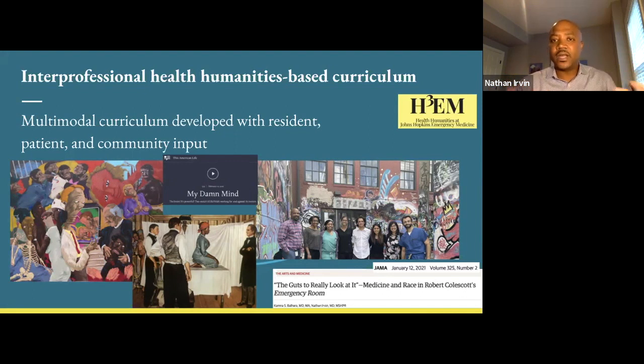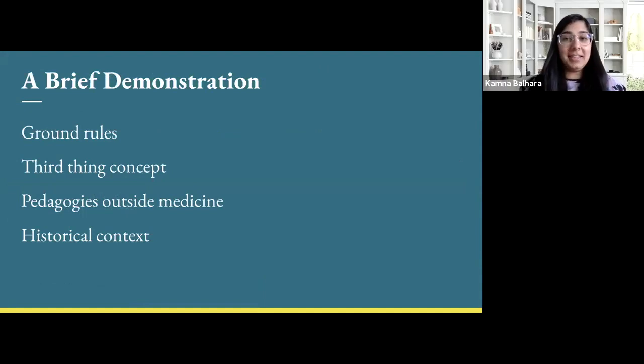We want to demonstrate one of the things we would do with our residents in the next few slides. So I hope this is not the slide that leads to a mass exodus, but we're going to have an interactive session in the few minutes that we have left. We're going to engage in a mini snapshot of what a component of a session in an anti-racism curriculum might look like. This will be a very abbreviated version, but we hope to offer you a glimpse into how a session might be designed. The guiding principles we built into this are ground rules, the third thing concept, pedagogies outside of medicine, and putting in historical context.